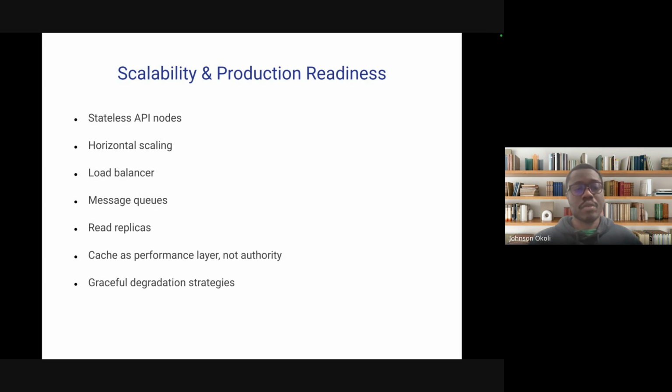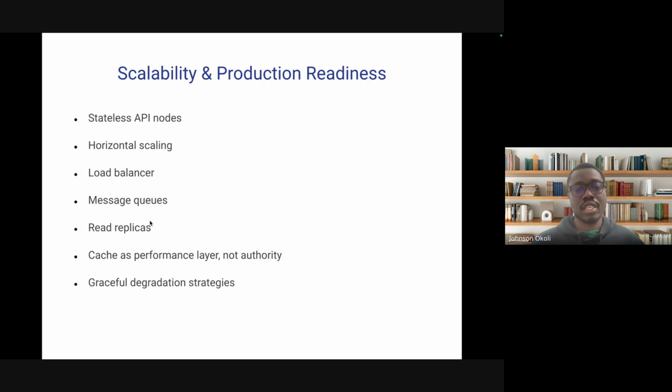And then you have read replicas. That means, for instance, if you are using a MongoDB database, you can have replicas in different areas so that the database is accessible easily, and also you share the load across those databases and improve efficiency. Then you cache as performance, not authority. So you should cache instances where queries are made often, so as to prevent direct access to the database and also reduce costs while improving your efficiency.